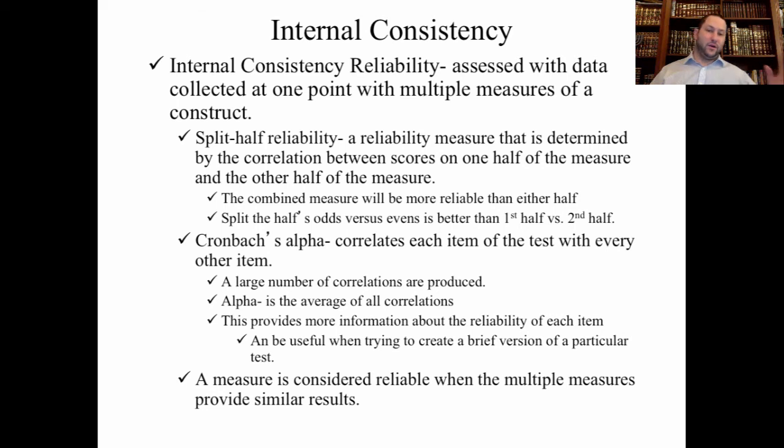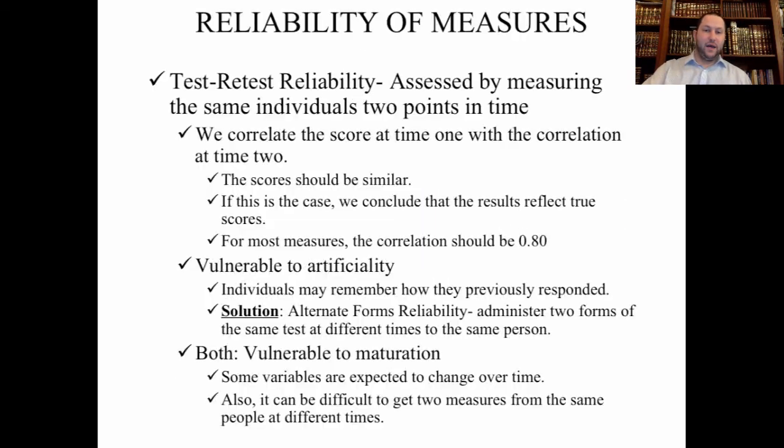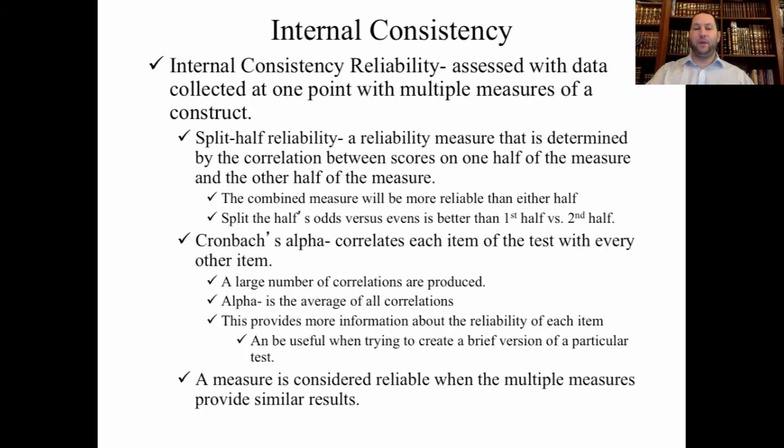Cronbach's alpha is a correlation of each individual item with every other item on the test. Now, if you create a test instrument, you're going to need Cronbach's alpha. And for Cronbach's alpha, you want a 0.7 or higher. So notice, if I go back, when we were talking about test-retest reliability, you want a 0.8. When we talk about Cronbach's alpha, you want a 0.7 or higher.